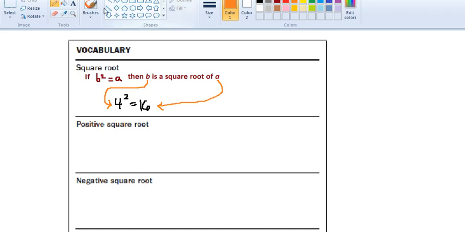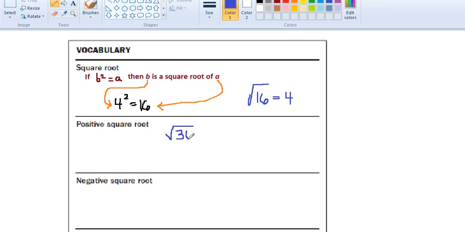Now I'd like you to write this too. You might be familiar with writing it like this. If we say the square root of 16, we talk about that being 4. Now there's actually a second answer, which we'll get to in a second. So let's do a couple positive square roots. The square root of 36.